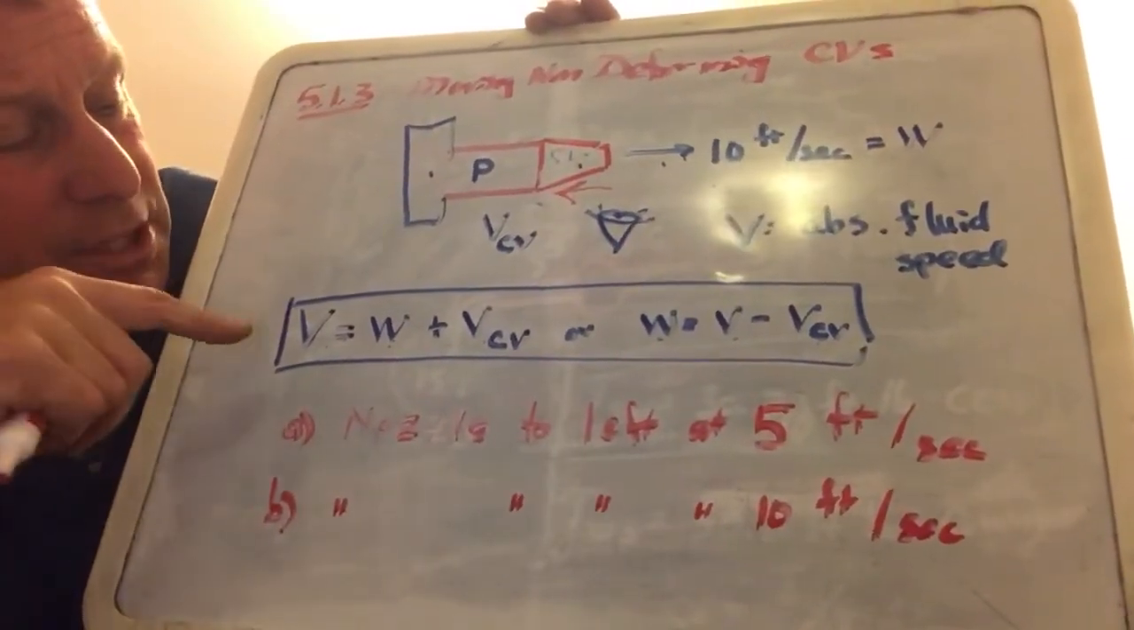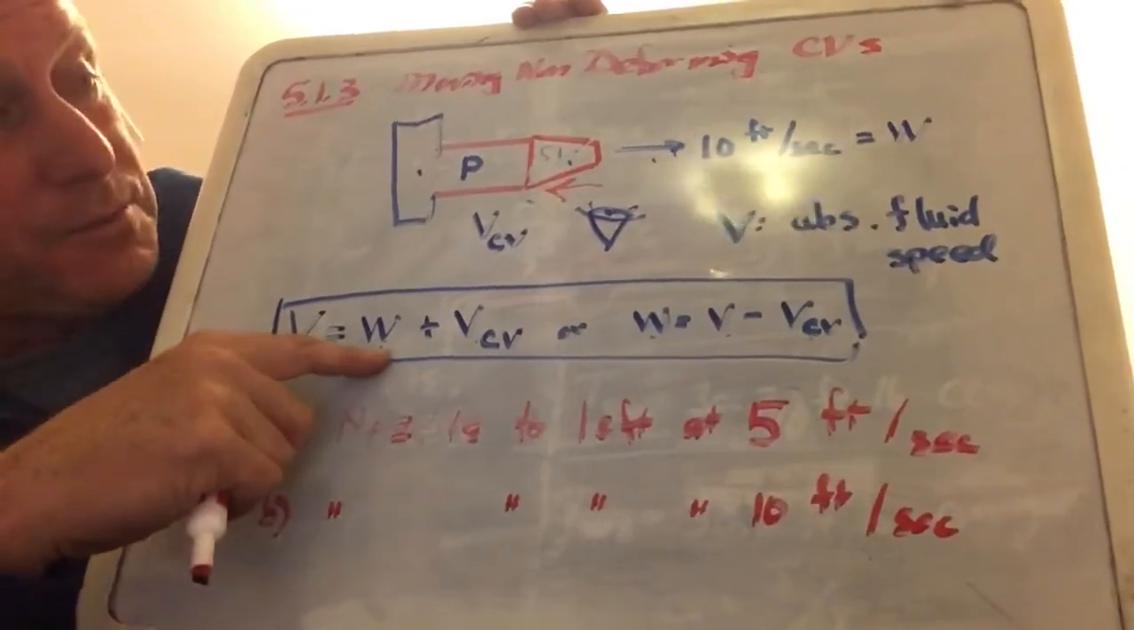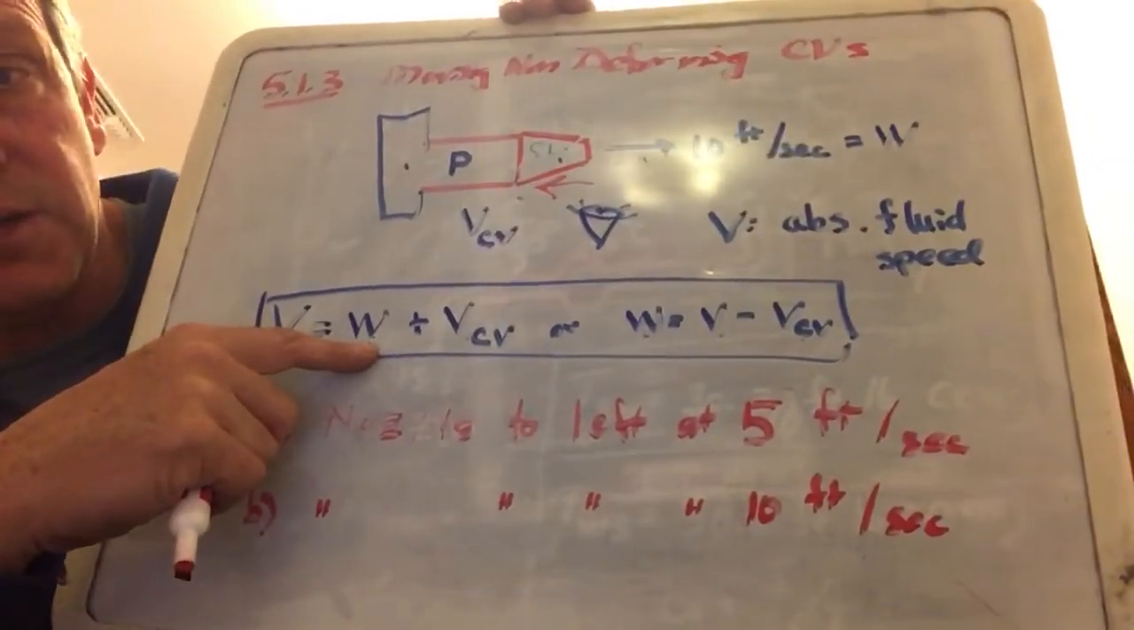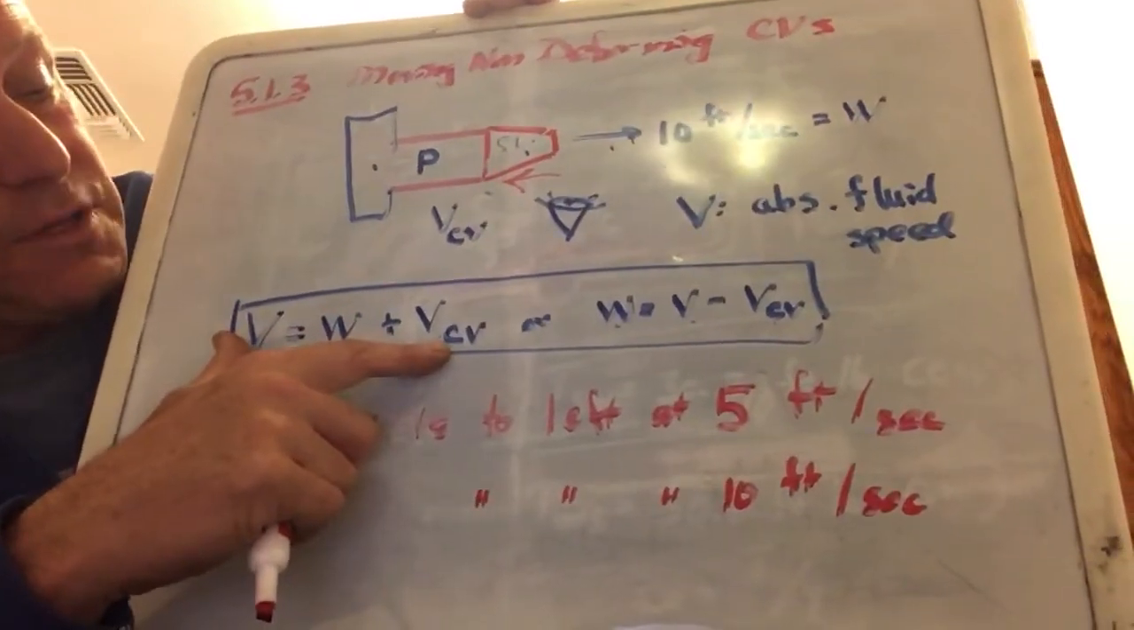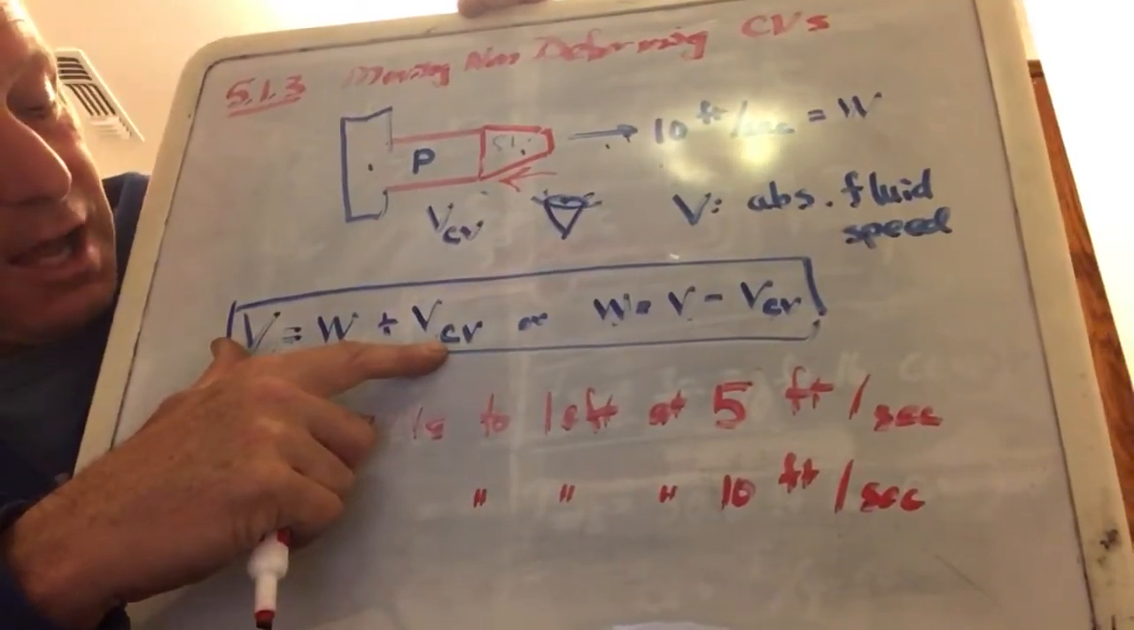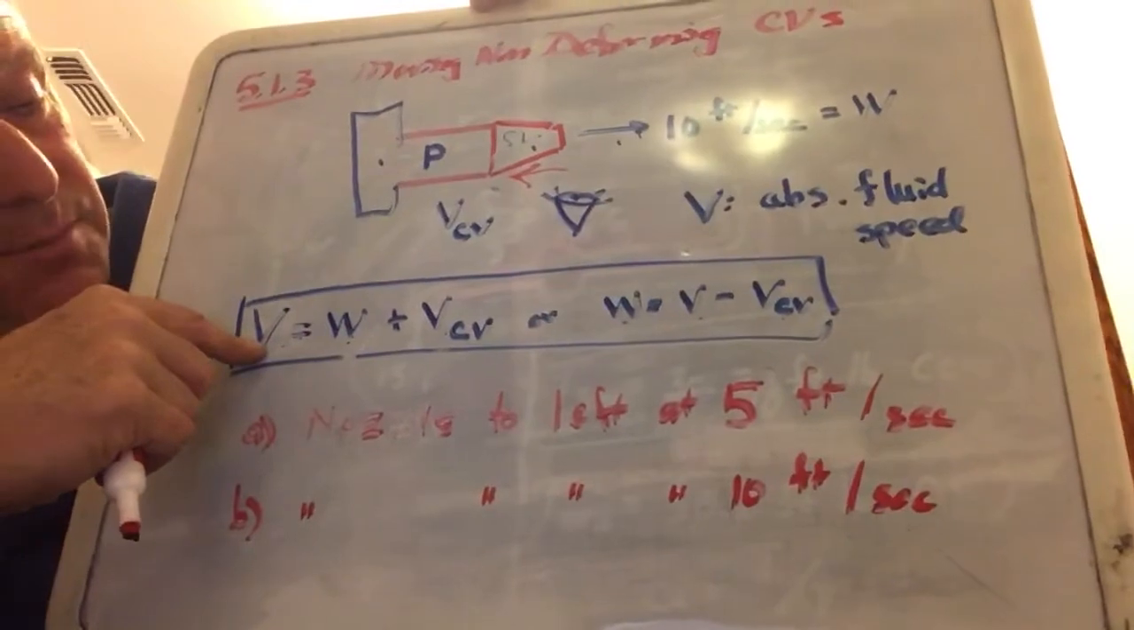And you can see that actually from this equation. W is 10 feet per second relative to the control volume, and the speed of the control volume is -5, and so then we're going to end up getting 5 feet per second.